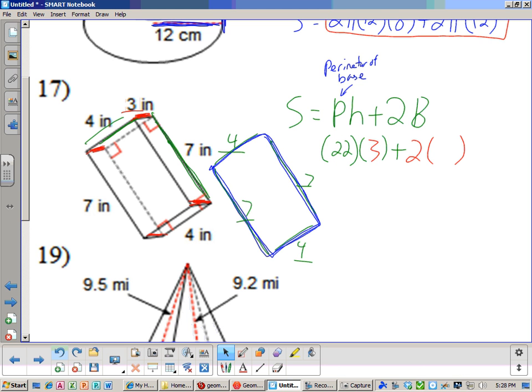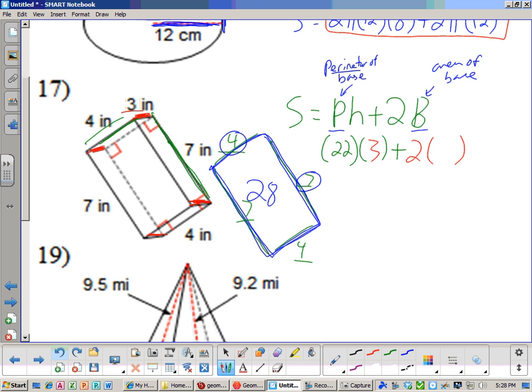The area of this shape right here is 4 times 7, which is 28. Don't get the perimeter and the area of the base mixed up. Big P stands for the perimeter of the base. Big B stands for the area of the base. Big difference there. The area of the base happens to be 28. Last but not least, you just type all that up and get an answer, or you could just write this down. Either way.